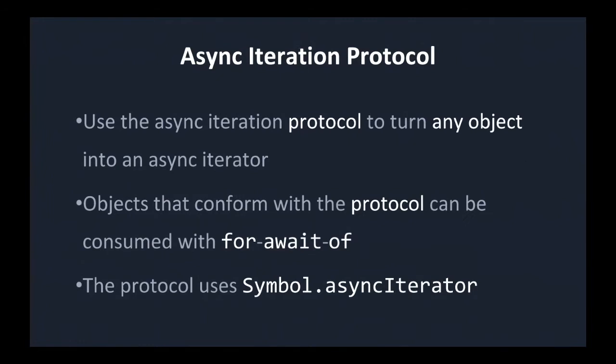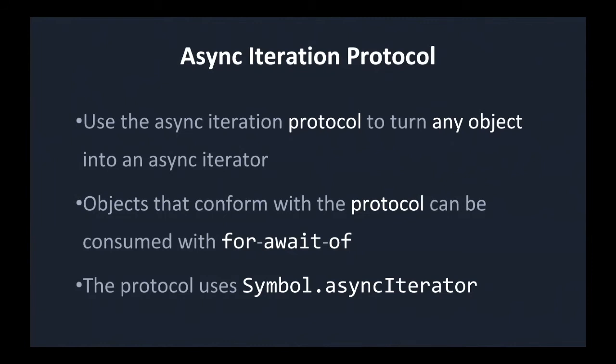Okay, so another neat trick is this concept of an asynchronous iteration protocol. This is also something that should be familiar if you've ever worked with iterators. Basically, you want a mechanism that you can use to take any old object and make it so that you can loop over it, iterate over it. And you can do this with asynchronous iterators too. The way that you do this is you use Symbol.asyncIterator. And it works exactly like Symbol.iterator.